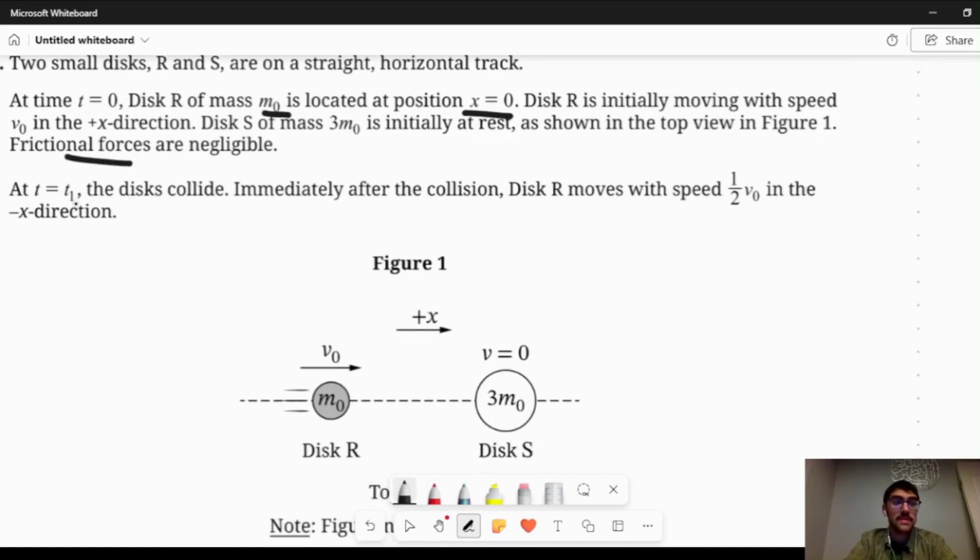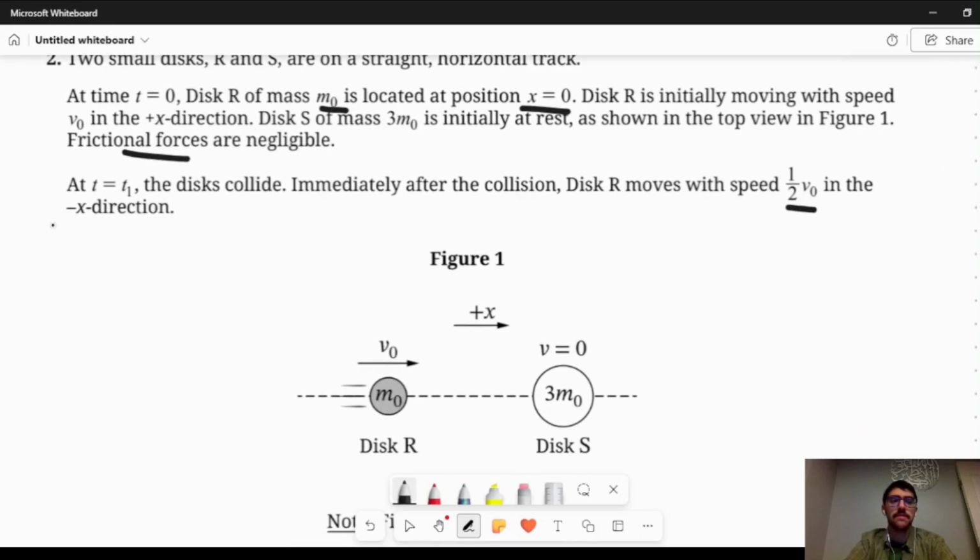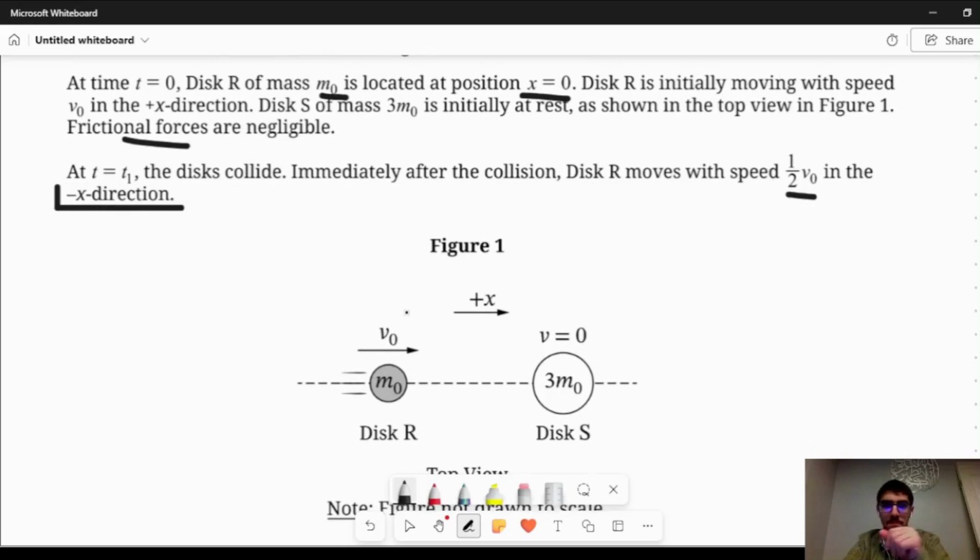At t equals t1, the disks collide. Immediately after the collision, disk R's speed is reduced to 1/2 v0 in the negative x direction. This is very important to realize, which is something I did not notice when I was taking the exam. It says negative x direction, so it's going to be to the left, which is important.